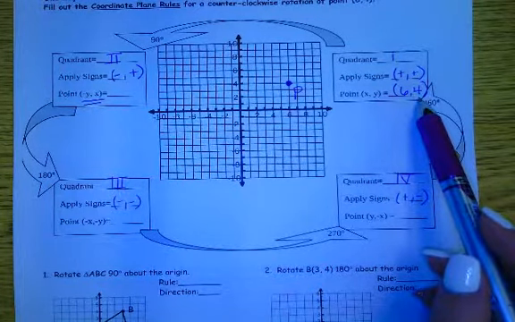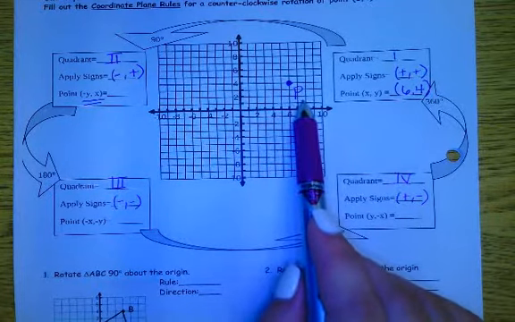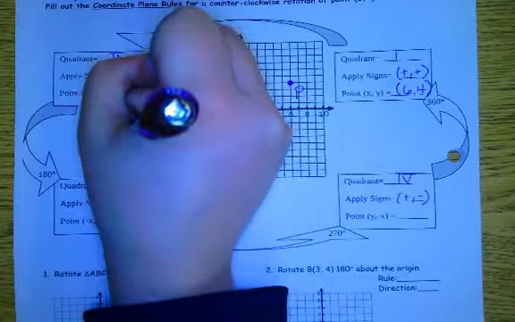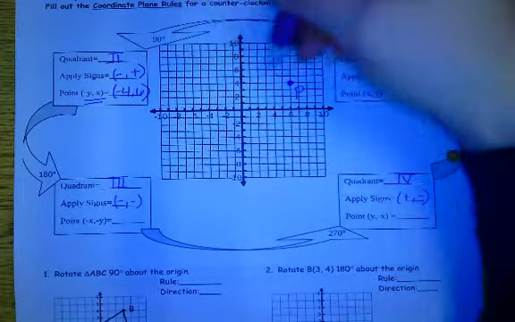And now if I'm looking for a 90-degree rotation, where is point P going to be? Negative 4, 6. So plot point P prime.